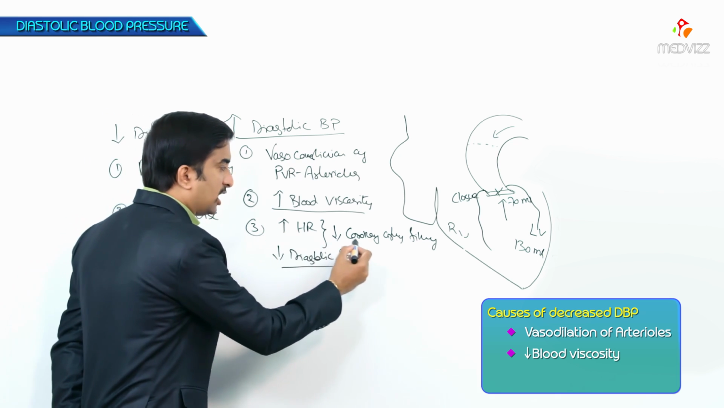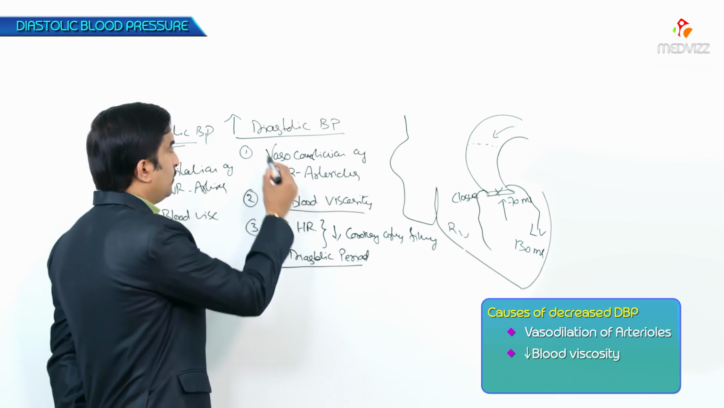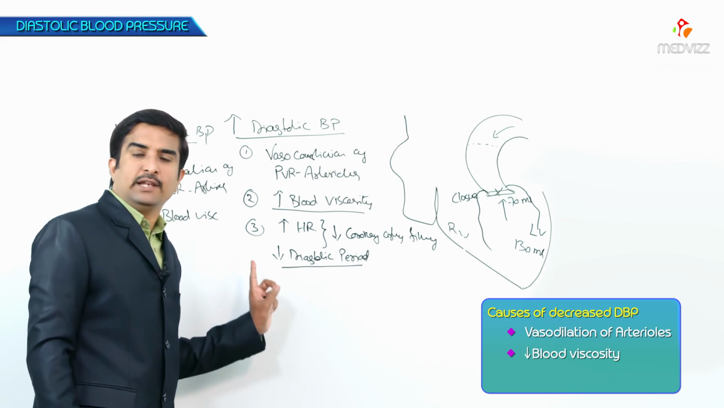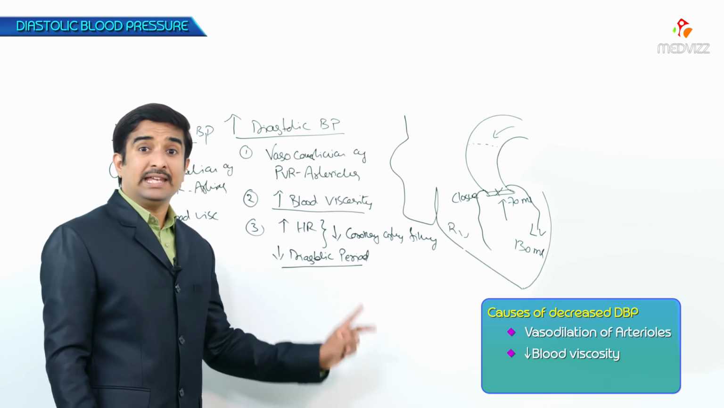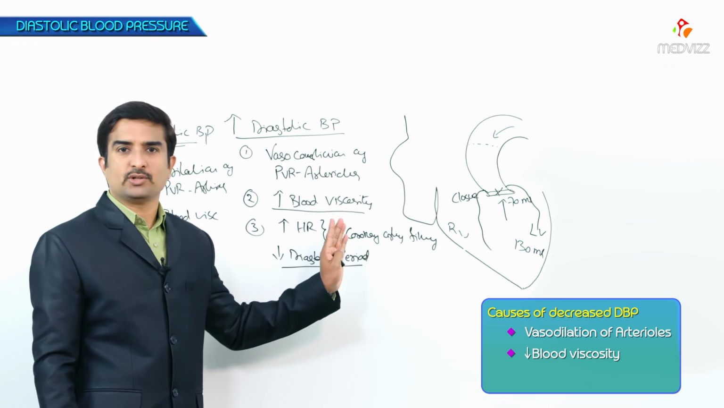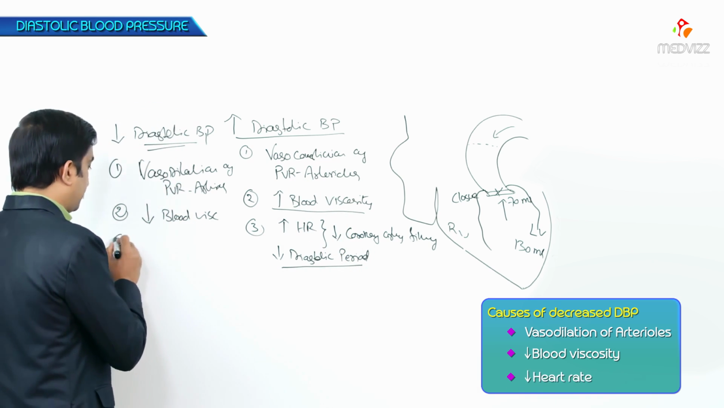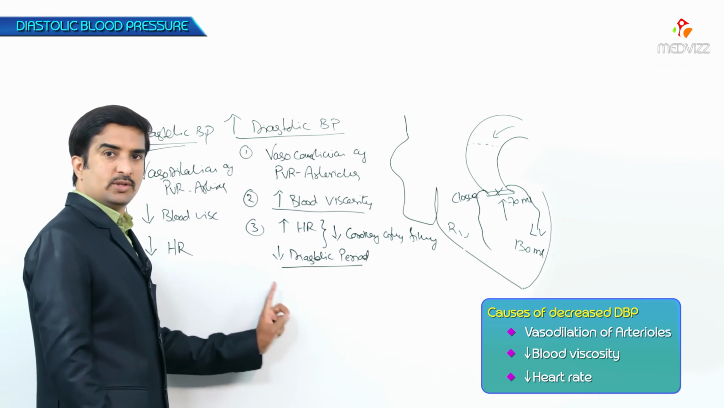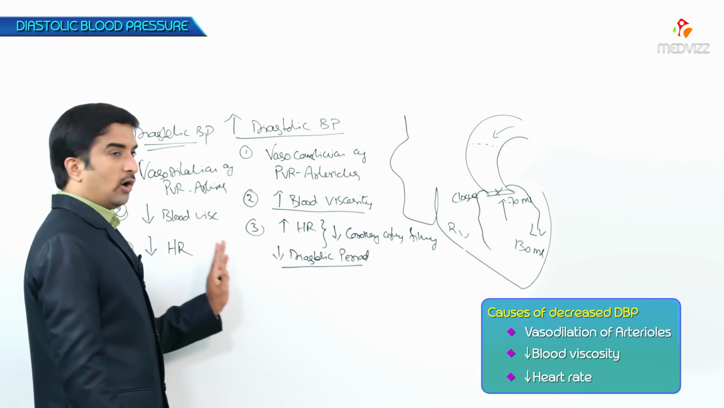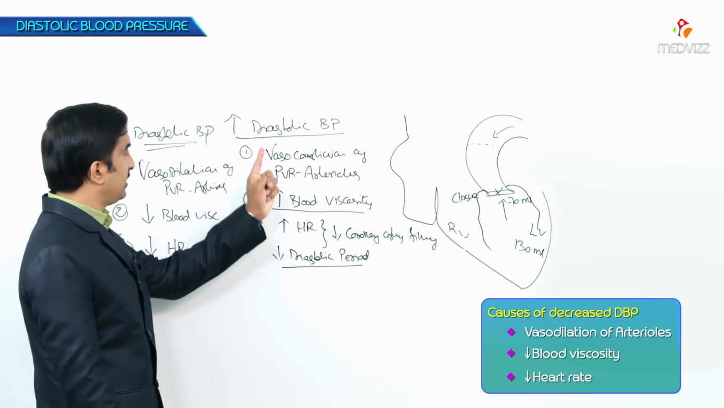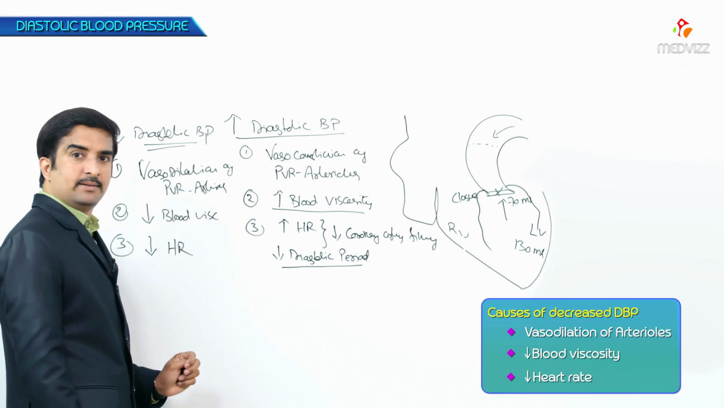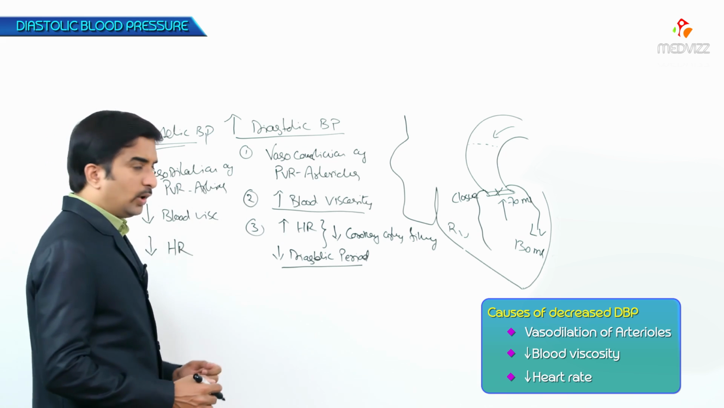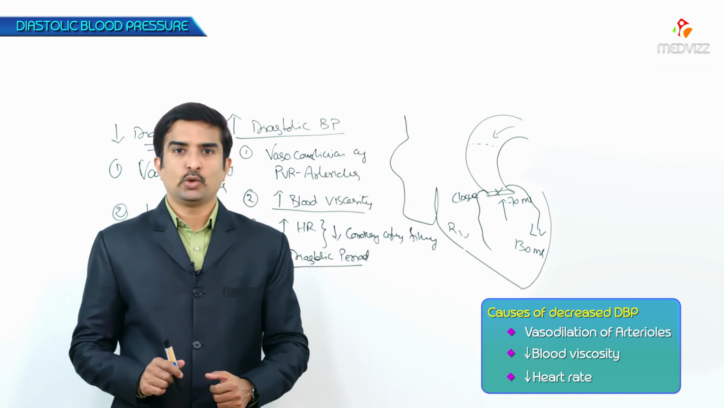Increase in the heart rate is the one which increases diastolic BP; decrease in the heart rate increases the filling of the coronary arteries, leaving less blood in the aorta during diastole, right? So the third important factor is the decrease in the heart rate, exactly opposite to each other. These are the factors which are responsible for increase as well as decrease in the diastolic blood pressure. So this is what it is about the diastolic blood pressure.